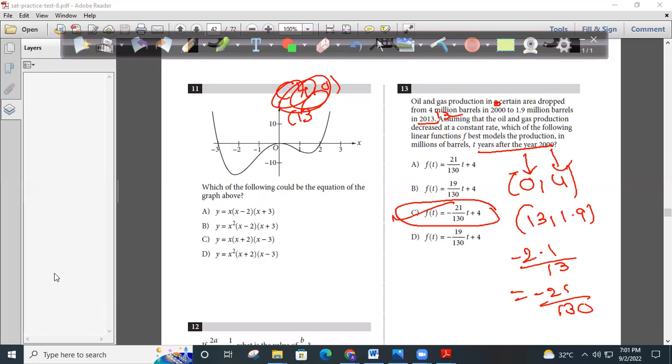I'll share this. Please, next class, please meet me. So the next topic of linear functions, slowly we'll go and do all the parts that are required. I'll see you in the next class.